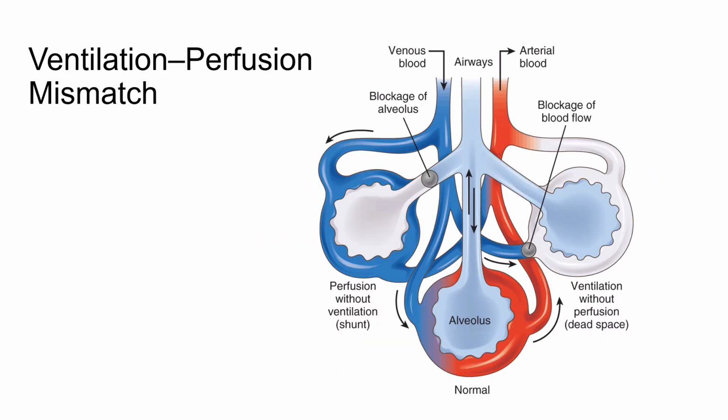So ventilation perfusion mismatch. This is a very interesting topic. Alveolar gas exchange depends not only on ventilation of the alveoli, but also on circulation of blood through the alveolar capillaries. In other words, it depends on both ventilation and perfusion, because if you breathe in oxygen, you have to have the red blood cells, the blood, to be able to pick it up.